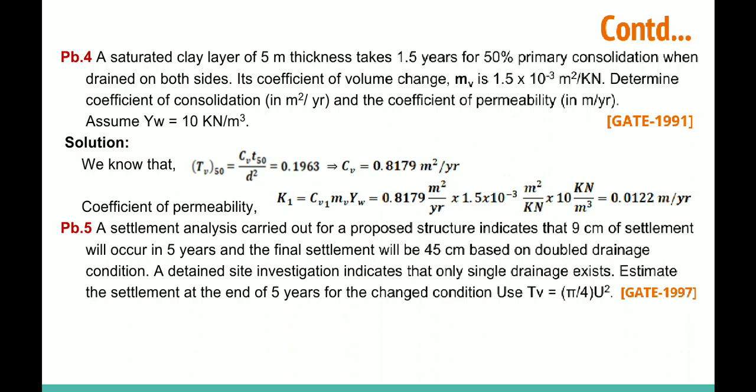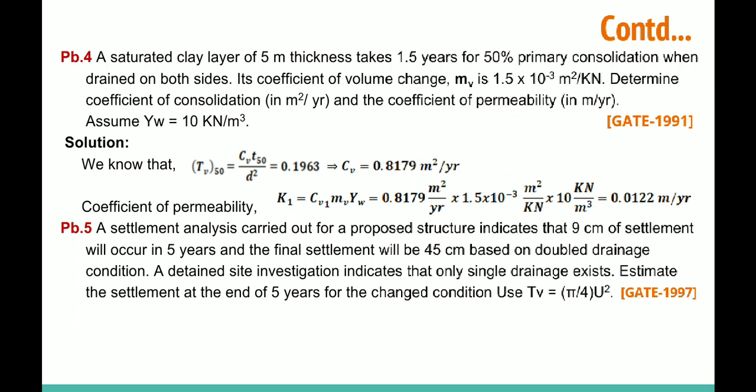Next question we have: a settlement analysis carried out for a proposed structure indicates that 9 centimeter of settlement will occur in 5 years, and the final settlement will be 45 centimeter based on the double drainage condition. Means in the question it is mentioned that delta small h is 9 centimeter, t is equal to 5 years, and delta capital H, that is the final settlement, is 45 centimeter. And the condition is a double drainage condition.